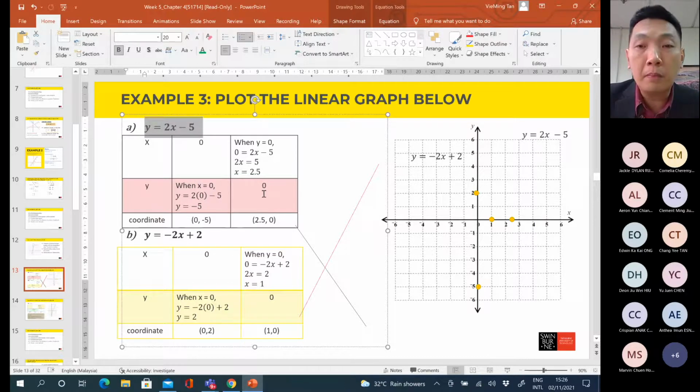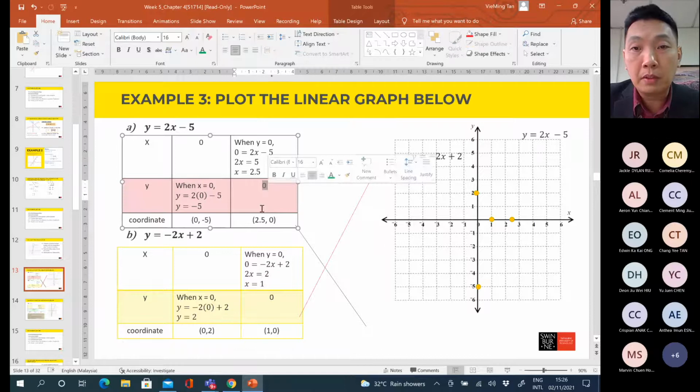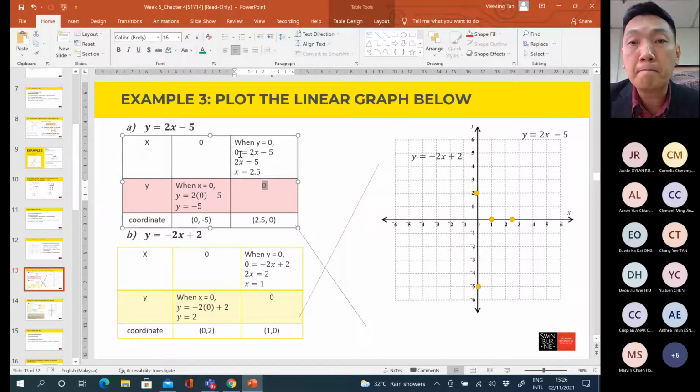For the second point, we'll make y equal to 0. Okay, let y equal 0. So if y is equal to 0, that means the left hand side will be equal to 0, right? So that means 2x minus 5 is equal to 0 when y is equal to 0.